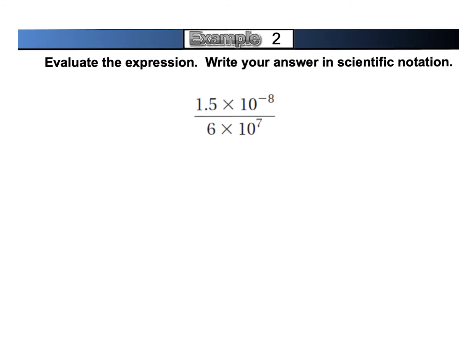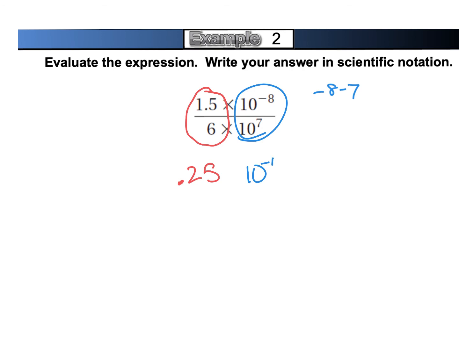So again, let's look at one that we have to change. So I'm going to do 1.5 divided by 6, which gives me 0.25. Definitely not scientific notation. So now we do negative 8 minus 7. So that would give me 10 to the power of negative 15. Now, this is not scientific notation. We have to move it. So we started with a smaller number. We moved our decimal to make it bigger. So we're going to subtract 1. So I get 2.5 times 10 to the power of negative 15 minus 1 is a negative 16. I think that'll look a little bit more like a 16.